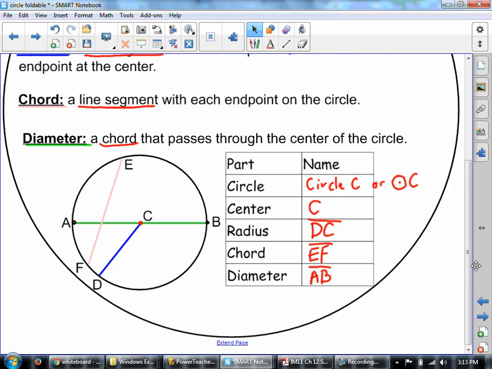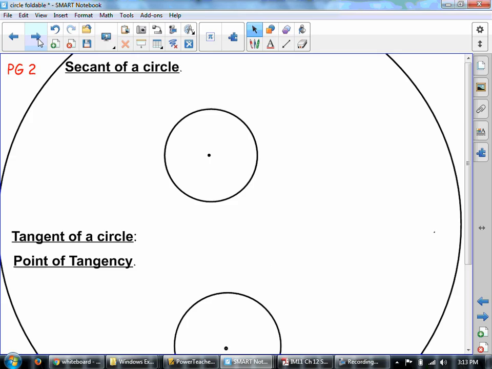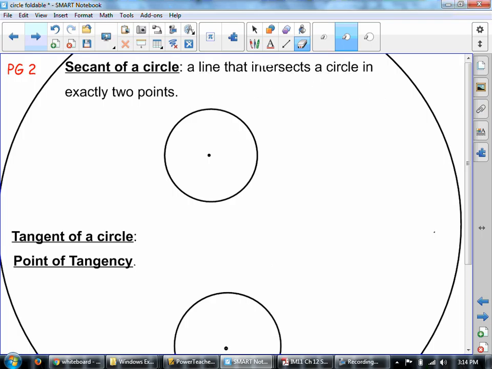Okay, one more page before we do a checkpoint. We're going to talk about a secant of a circle. Again, please copy down. This is page 2, so you're now on a different page. You're going to copy down the definition for a secant. A secant is a line that intersects a circle in exactly 2 points.